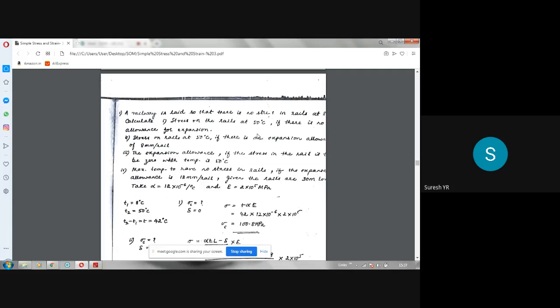Last one, maximum temperature to have no stress in the rail. That means there should not be any stress in the rail if the expansion allowance is 12 mm per rail. So delta is given as 12 mm. What can be the maximum temperature such that no stresses develop in the rail? The length of the rail is given as 30 meters, L value; alpha, coefficient of thermal expansion, 12 into 10 power minus 6 per degree centigrade; Young's modulus, 2 into 10 power 5 MPa. Once you know the value of alpha and E, you can decide the material.